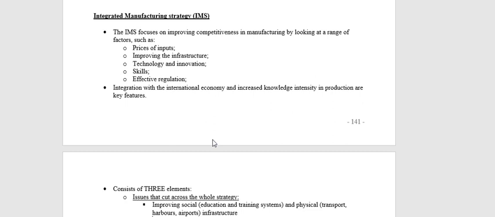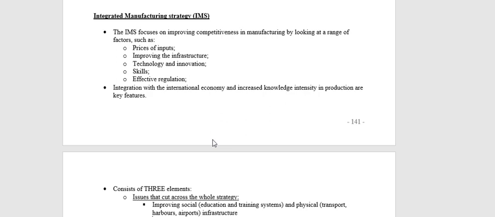So the focus of the IMS is to improve our competitiveness in the manufacturing industry. All right, so part of the secondary sector, remember we said in the secondary sector we have manufacturing, electricity, gas and water, and then construction. So the IMS focuses specifically on manufacturing as a component of the secondary sector. And the idea is that we want to make our manufacturing businesses, our factories, more competitive.